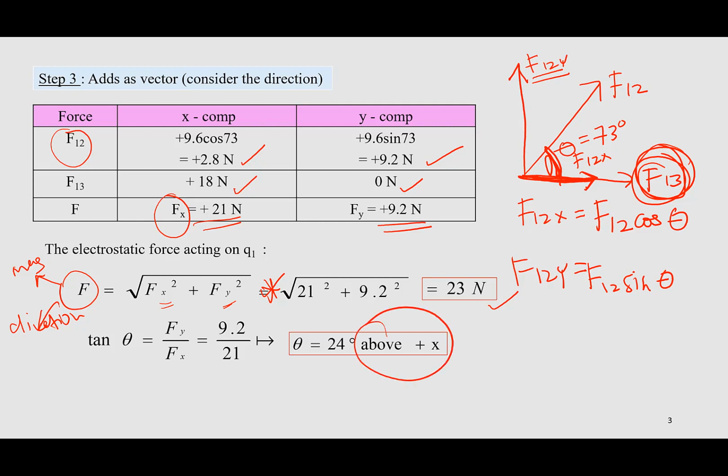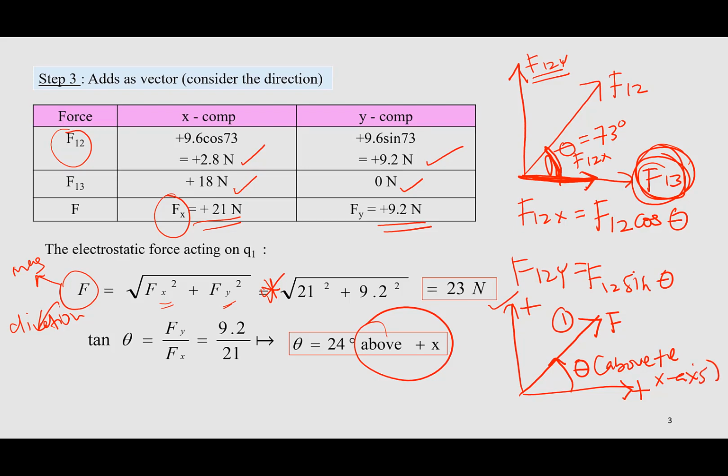Why above positive x? Because if we can see here, Fx is positive, Fy also positive. So positive and positive, the F should be in the first quadrant. So the theta should be above positive x-axis. Okay. So that's all for exercise 1.